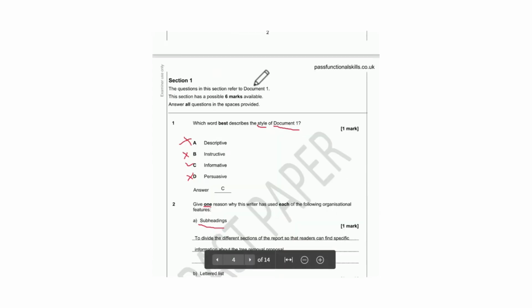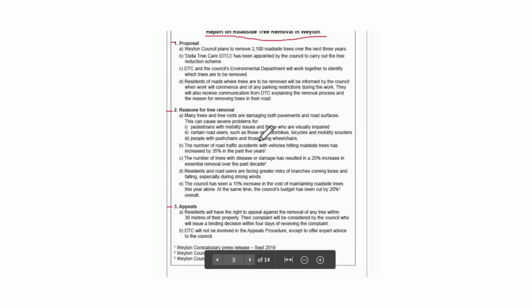So if we scroll up to the text, we can see it is here. So it's under number 2 subheading, and it's in section C. So the number of trees with disease or damage has resulted in a 20% increase in essential removal over the past decade. So we need to work out where the writer has taken that information from. And we can see just here we've got a tiny little 2, and this is what we'd call a reference.